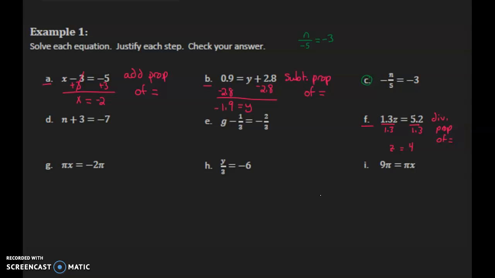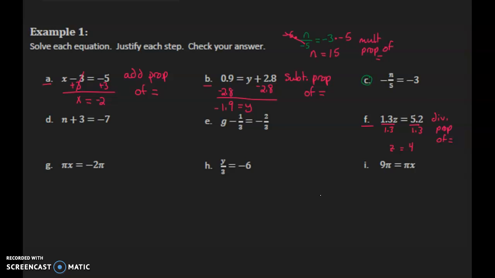So the inverse of division is multiplication. So to get n by itself, we can multiply times negative 5, but what we do to one side of the equal sign, we have to do to the other. So we end up with n equals negative 3 times negative 5 is positive 15. So in that case, we use the multiplication property of equality.